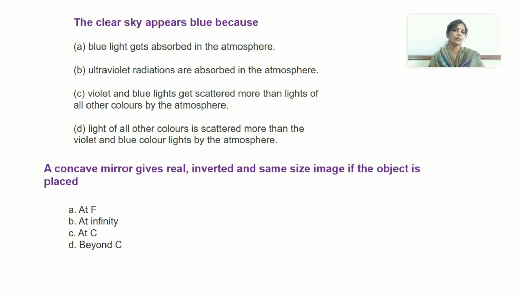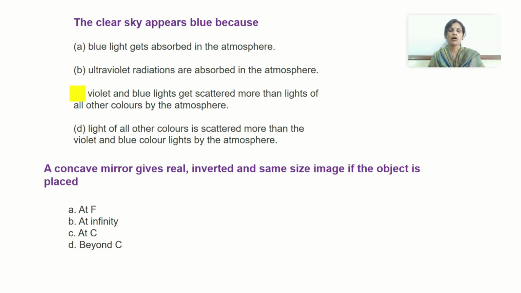Okay, next is: the clear sky appears blue because, and see the options given over there. Sky appears blue in color, and we have learned this. Why does the sky appear blue in color? It's because the blue and the violet light get scattered more than the light of other colors by the particles which are present in the atmosphere. So option C is the correct option.